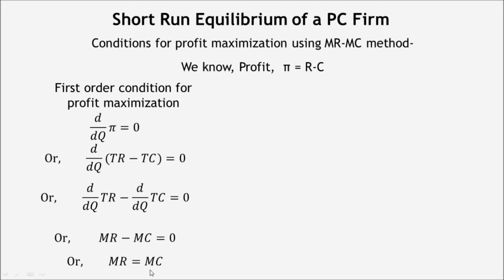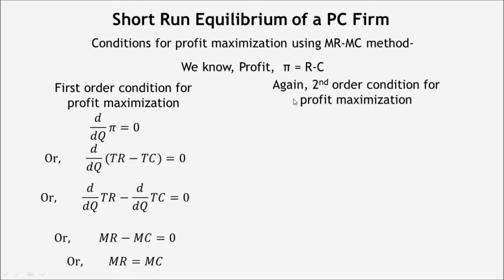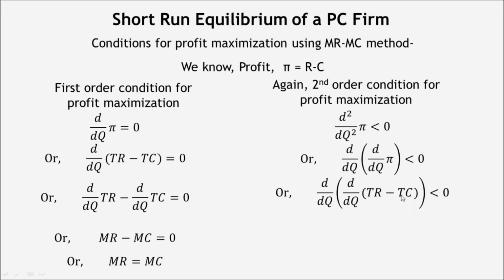Let us now turn to the second order condition, or sufficient condition, for profit maximization. It implies the second derivative of the profit function with respect to quantity is negative. That is, the second derivative of the profit function with respect to quantity is less than 0. We know the derivative of the profit function with respect to quantity is nothing but the derivative of the gap between total revenue and total cost with respect to quantity. It actually means we are differentiating the gap between marginal revenue and marginal cost with respect to quantity. And following the second order condition, it has to be less than 0.